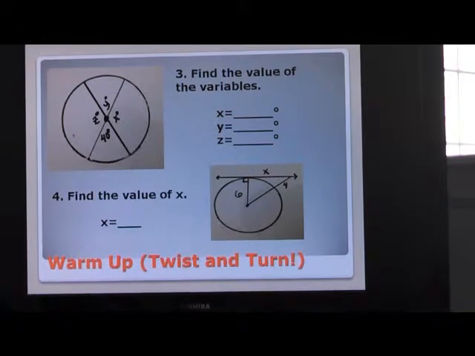For this warm-up, you have to use your previous knowledge of vertical angles and linear pairs to find x, y, and z. And because of y being vertical angles with 40 degrees and x and 40 degrees being a linear pair, you know that x and z are 140 degrees and y is 40 degrees. To find the value of x in this diagram, you have to use your knowledge on tangency.